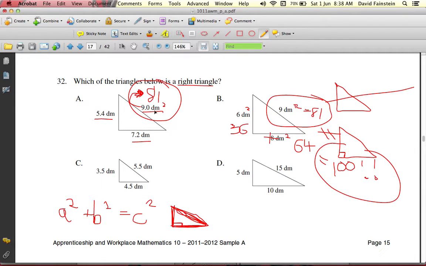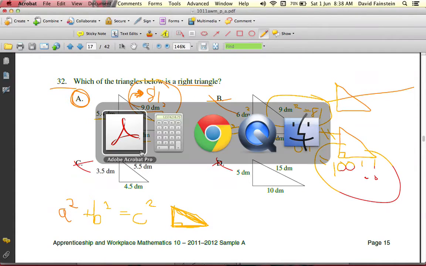Okay, so now I did 32. I'm feeling confident about it. I think it's A. It's definitely not B, and we could do C and D, but I know it's this one, and there's only one correct answer, so let's just say it's not C and D. Let's not do all that work. Let's go to our answer page.